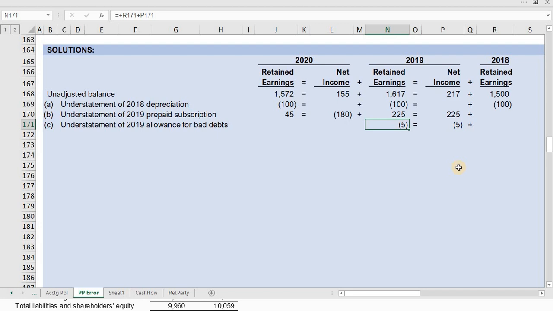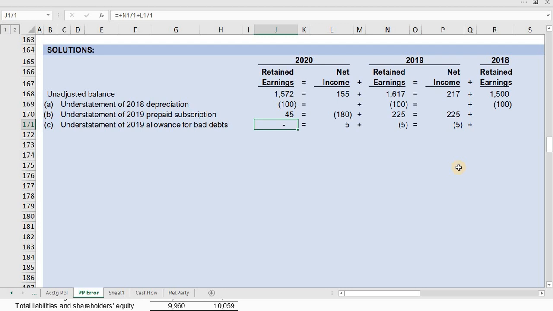Then for the 2020 net income, the bad debt expense should be decreased by 5 pesos because from 9 pesos of bad debt expense, we need to decrease it to 4 pesos. Therefore, it should increase the net income. So to increase the net income, we need to add 5 pesos. And that is equals to 0.